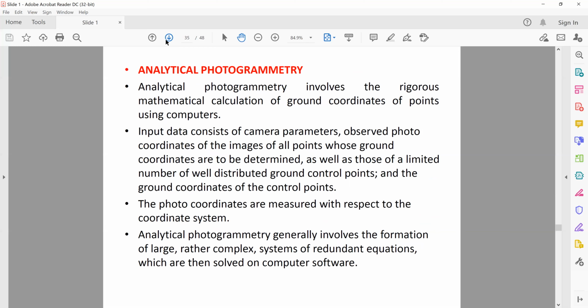Analytical photogrammetry means once you have taken the pictures, you put them in the software and then you take out all the relevant information that you want. So you can calculate the photo coordinates and the ground. From those, you can calculate the ground coordinates and all sorts of data that you want to take out of those pictures.